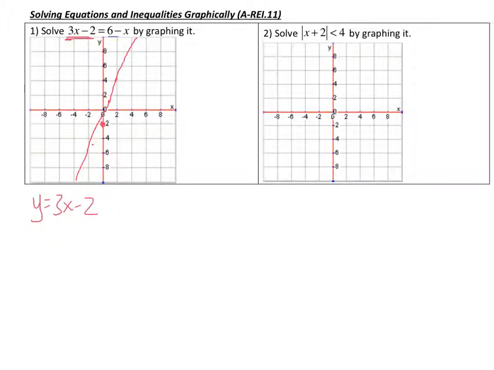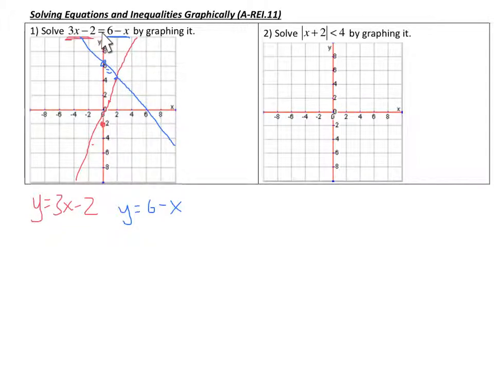My next step is to graph this one. So I'm going to graph y equals 6 minus x. So that one is, I'm going to start here at 6, and I go down 1 over 1, down 1 over 1, and you'll notice right there. So both graphs have been graphed. We graphed the blue one and the red one, and I want to know where they're equal.